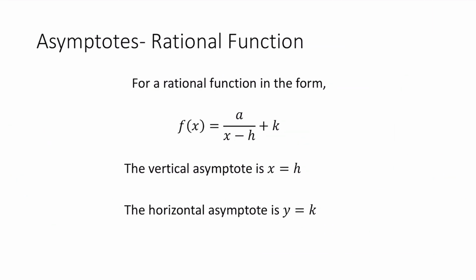So for rational functions, if they're in the form f of x equals a over x minus h plus k, the vertical asymptote is going to be given by x equals h. Okay, so x is going to equal that number that's right here in the denominator. And then the horizontal asymptote is always going to be y equals k.